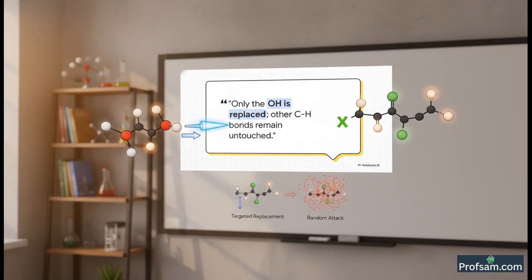I want you to remember this line. Only the OH is replaced, other CH bonds remain untouched. See? It's completely targeted. It doesn't touch any other part of the molecule. This is the complete opposite of that random attack we saw in the first method.